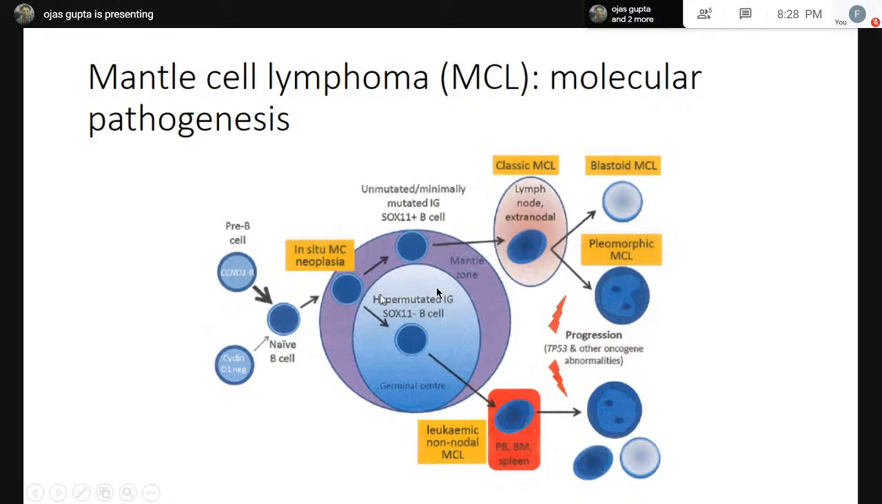Or these in situ mantle cell lymphoma cells will transfer to the germinal center, and when they transfer to the germinal center, SOX11 becomes negative, and then they can become leukemic non-nodal mantle cell lymphoma when they go into peripheral blood, bone marrow, or spleen, and they can further progress to pleomorphic mantle cell lymphoma after acquiring TP53 or other oncogenic abnormalities.